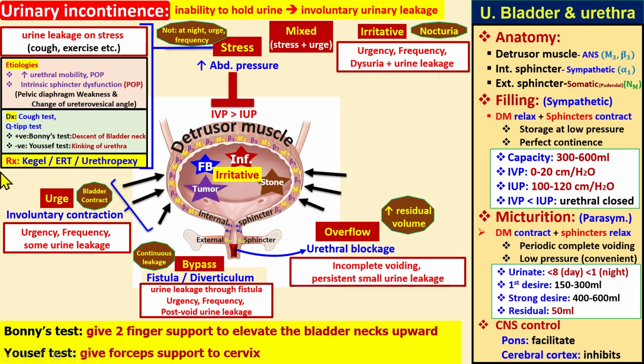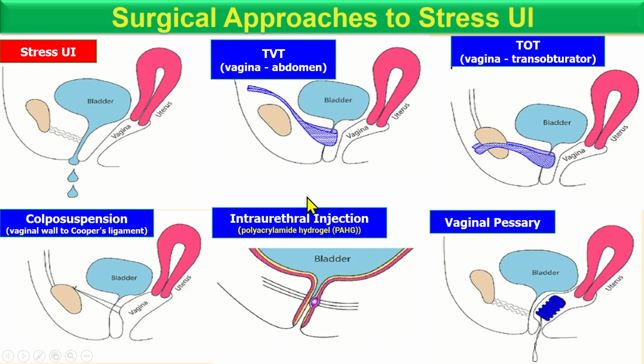Okay. So what are the treatment options? Although it is complex, we usually start with Kegel exercises, where we strengthen the pelvic floor. Then estrogen replacement therapy, which helps elevation of the bladder neck. And urethropexy means you have to repair the urethral dysfunction.